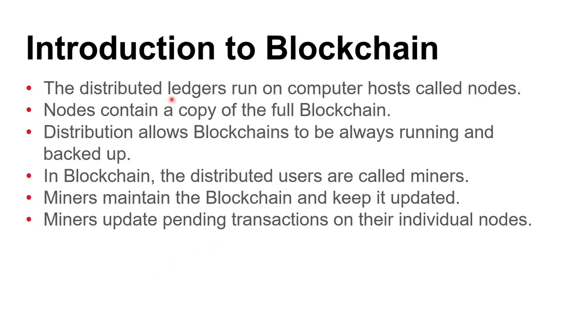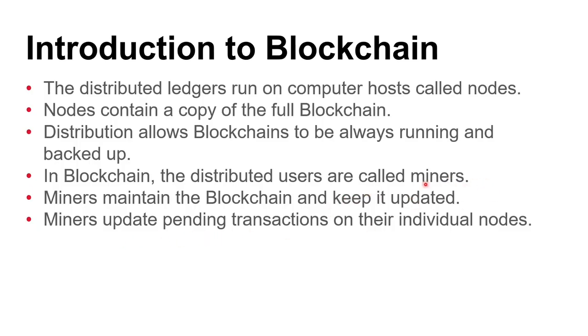And so the distributed ledgers that run on the computer hosts, they're called nodes. So they are computers that are running the blockchain software and the blockchain ledger. Nodes in general contain a copy of the full blockchain. That is true with Ethereum. That is true with Bitcoin. There are some exceptions to this when we start talking about private blockchains. And this distribution allows the blockchains to be always up and running. So blockchains are resilient.